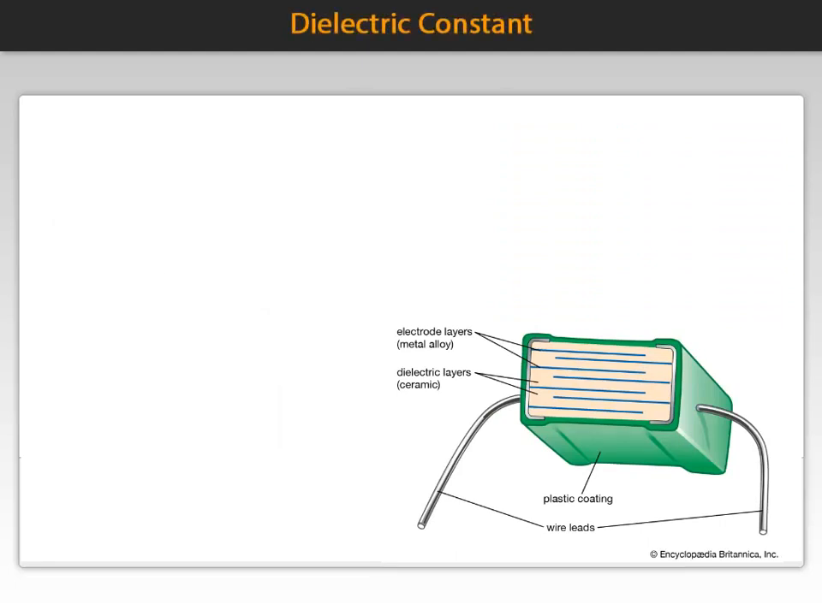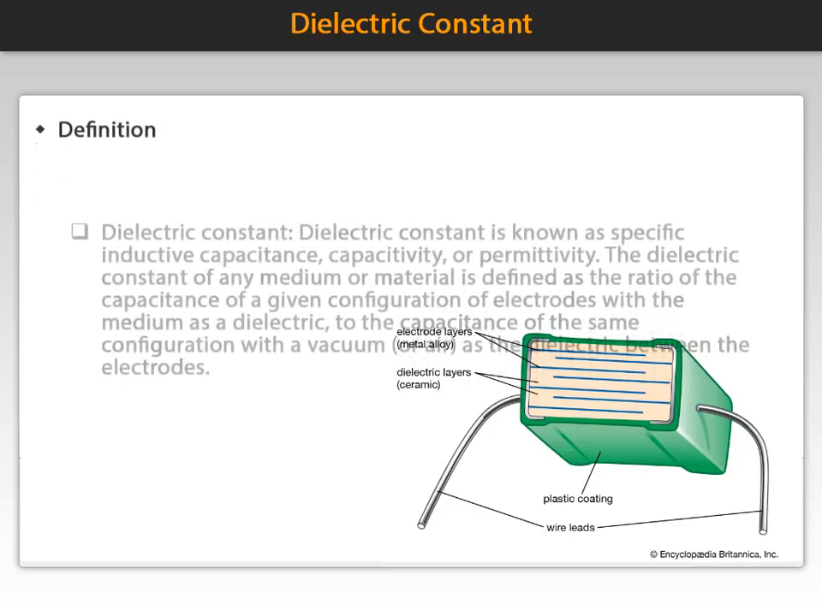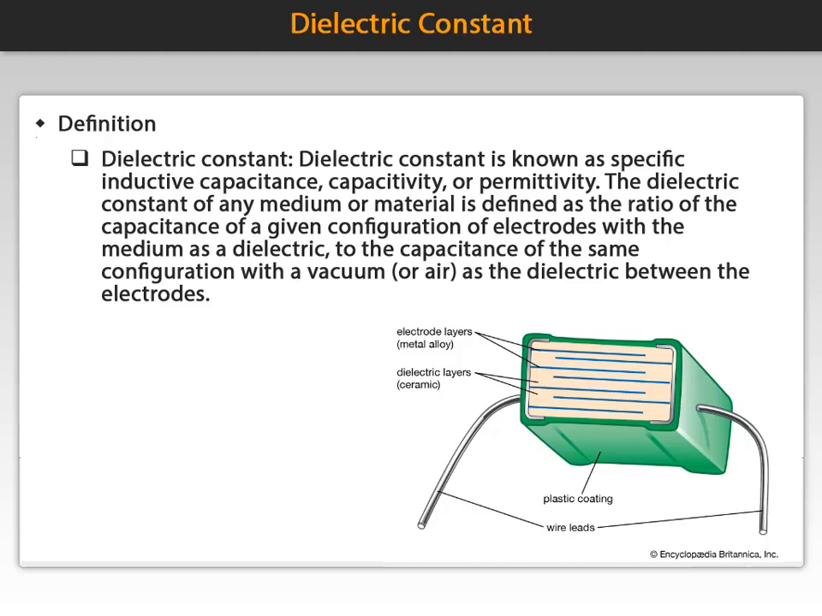Another important term that is helpful in understanding insulation principles is dielectric constant. Here's the definition. Dielectric constant is known as specific inductive capacitance, capacitivity, or permittivity. The dielectric constant of any medium or material is defined as the ratio of the capacitance of a given configuration of electrodes with the medium as a dielectric to the capacitance of the same configuration with a vacuum or air as the dielectric between the electrodes.